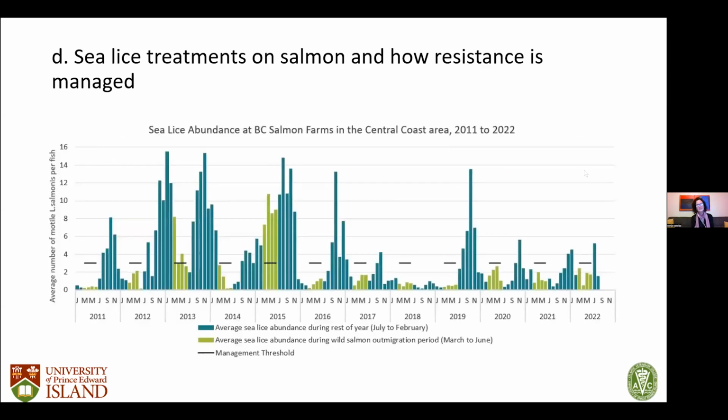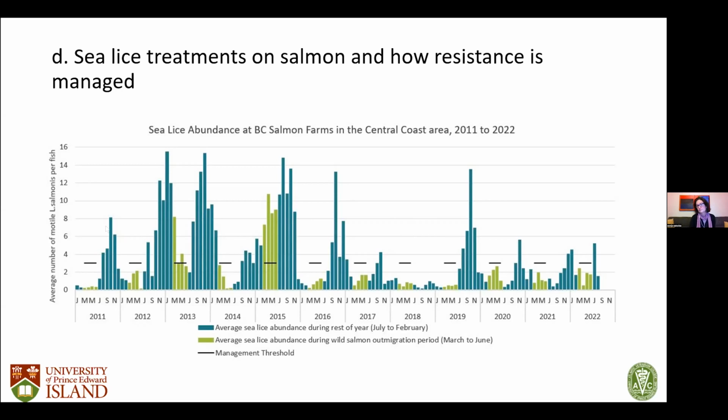So again, this is another figure that you saw. This is again taken from the website showing sea lice treatments on salmon farms. So now we've talked about infectious disease. Now we're talking about sea lice. And I was asked to talk a little bit about resistance. So you can see what's happened over the period between 2011 and 2022 is that in general, except for 2015 and 2013, during the out-migration period, the levels have been quite low on the salmon farms, below the threshold.